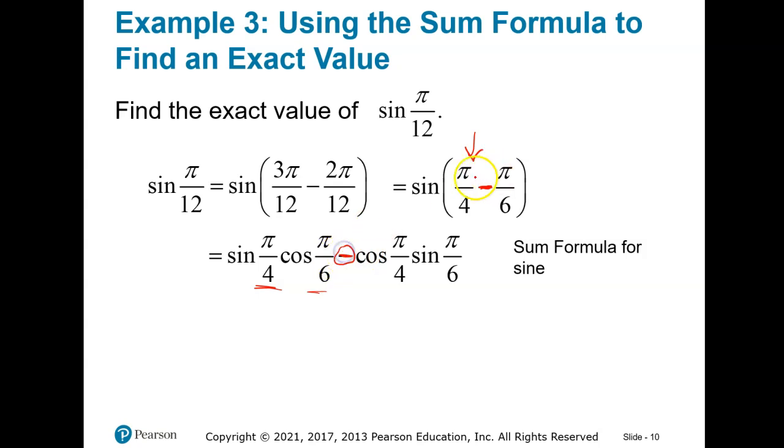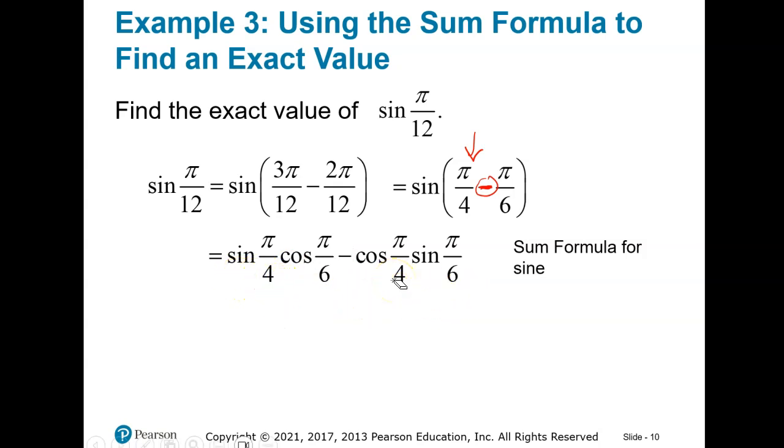That's like that minus that we're seeing right there. And then we switch who has pi over 4 and who has pi over 6. So these angles switch places. So pi over 6 goes from being inside a cosine to now being inside a sine, and vice versa. Pi over 4 switches over to cosine.